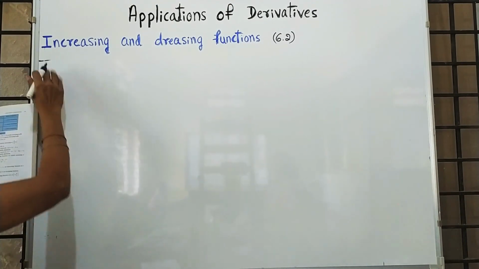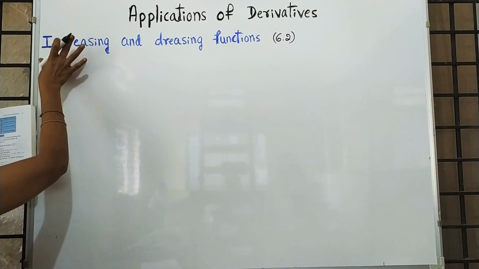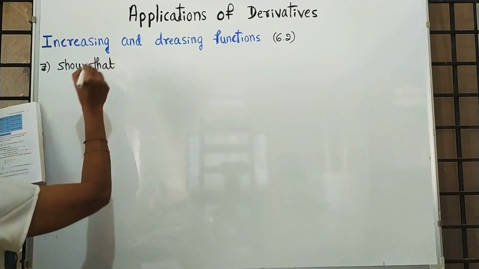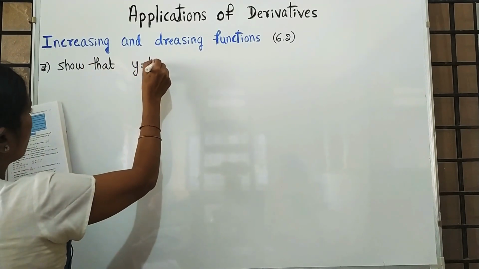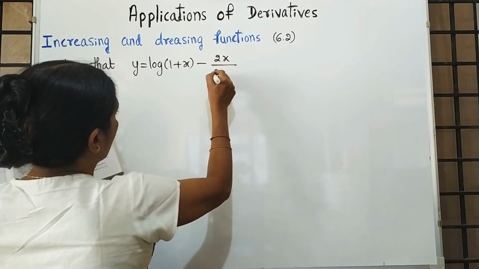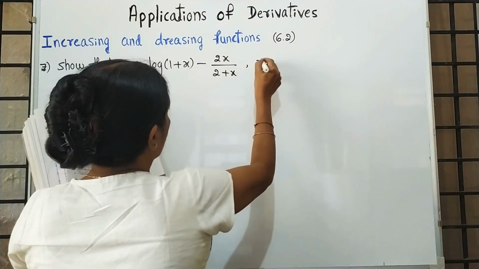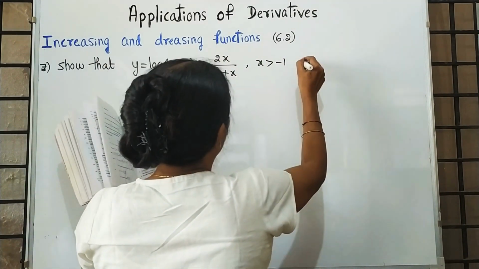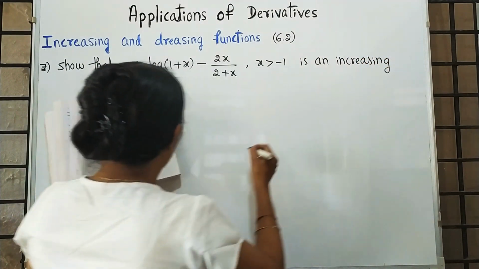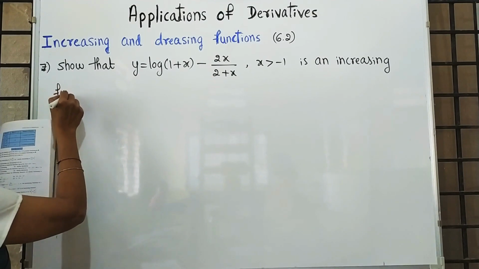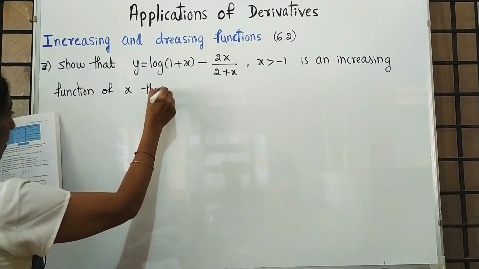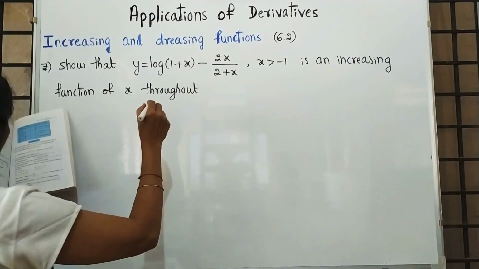Show that, 7th one, show that y is equal to log of 1 plus x minus 2x upon 2 plus x, x is greater than minus 1, is an increasing function of x throughout its domain.